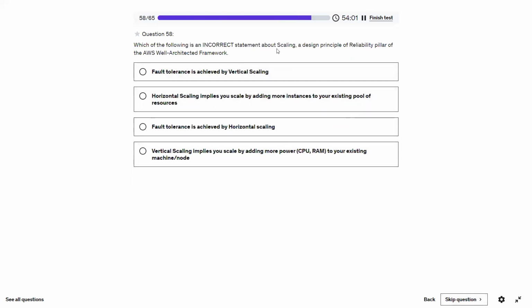Which of the following is the incorrect statement regarding scaling? Fault tolerance is achieved by vertical scaling. Totally wrong, so the first is incorrect. Vertical scaling means you created one EC2, earlier 5 GB, then you increase to 10 GB, then 30 GB, then 40 GB. You are just increasing the CPU capacity, so how could it be fault tolerant? Fault tolerant means if one system goes down, you have another system up and ready. Horizontal scaling is applied by adding more instances to the pool. Definitely correct. Fault tolerance is achieved by horizontal scaling, because we have multiple instances, so if one goes down, we have another available. Vertical scaling is applied by adding more CPUs. That is also correct. So the first is wrong.